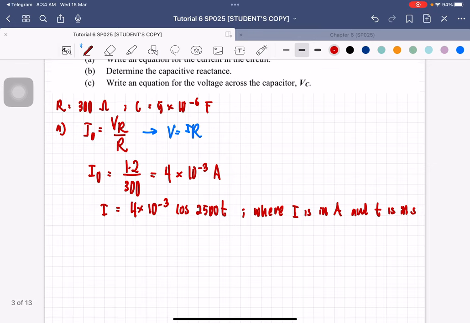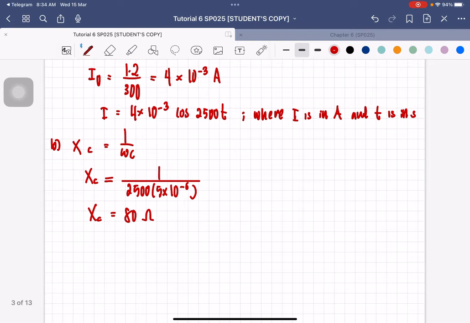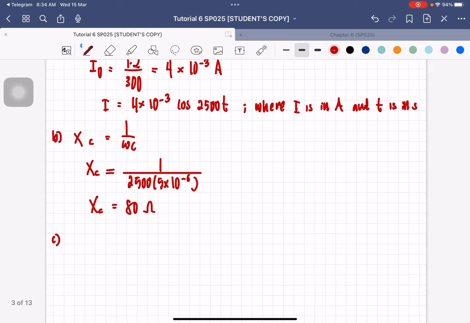All right. Okay, next we have to determine the capacitive reactance. That is 1 over omega C. The value of omega is from the equation there. So we know that that is 2,500, and C is 5 times 10 to the negative 6. Okay, so 1 over this whole thing. You will then get the capacitive reactance to be equal to 80 ohm. Right? Okay, lastly, we have to determine the equation for the voltage across the capacitor.